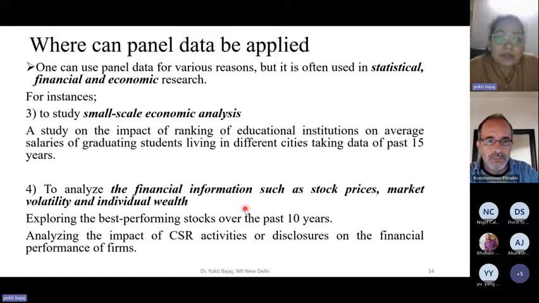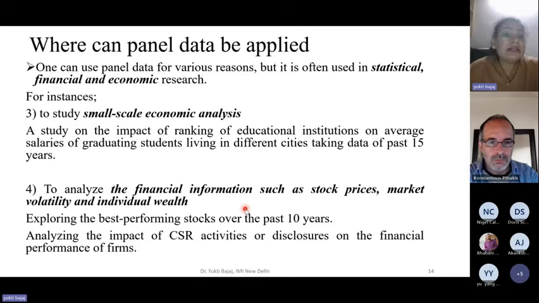Another area, say for example, is CSR disclosures. These days, it's not so new now, but we have CSR disclosures coming, right? So how are CSR disclosures impacting the financial performance of firms? Since the CSR mandate has come, from that year till now will be my time dimension. From there, I look at their disclosures. I also look at their financial performance and try to see the influence of the disclosure on financial performance. So this is how we actually use panel data in the finance domain.